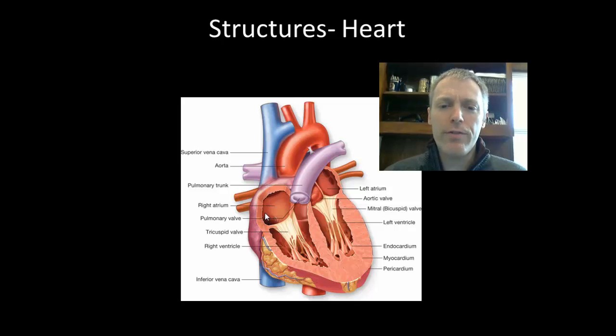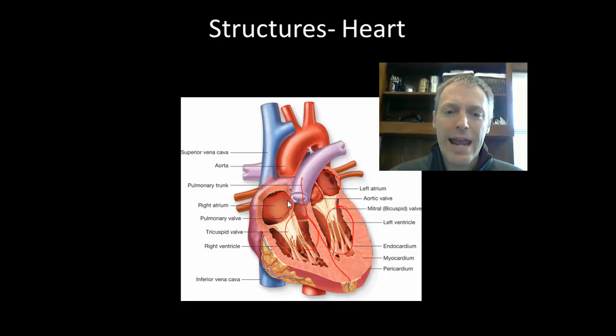Another major structure of the circulatory system is the heart. The heart, you can see, has 4 chambers, and it's separated by a big wall. The 2 chambers on the left and the 2 chambers on the right are separated by a large wall here called the septum. Now these 2 chambers on the left and the 2 chambers on the right are basically like individual pumps. The heart basically consists of 2 separate pumps.